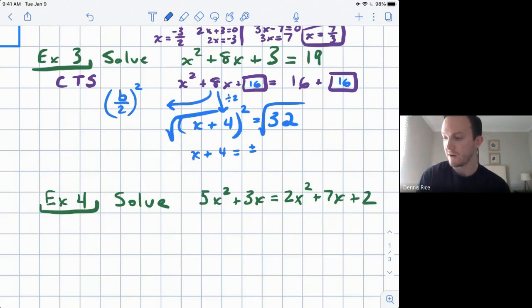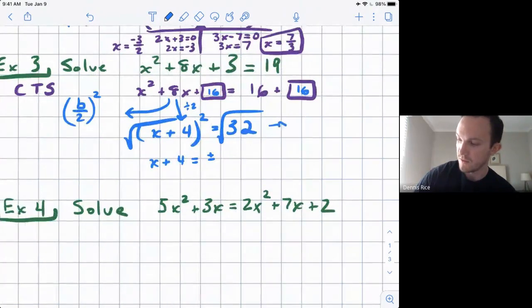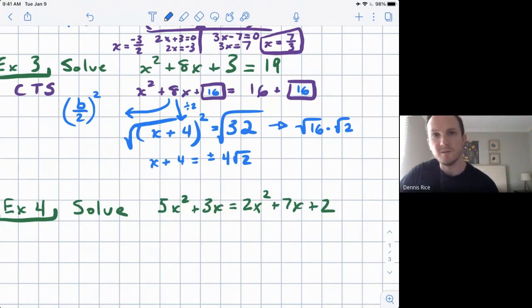Let's simplify the radical here. So for radical 32, let's think about what perfect squares go into 32. 4 goes in. I want to search for the largest, which would be 16. So 16 times 2, radical 16 times radical 2, is going to become 4 radical 2. Plus minus, whenever you take the square root, positive and negative solutions to consider.